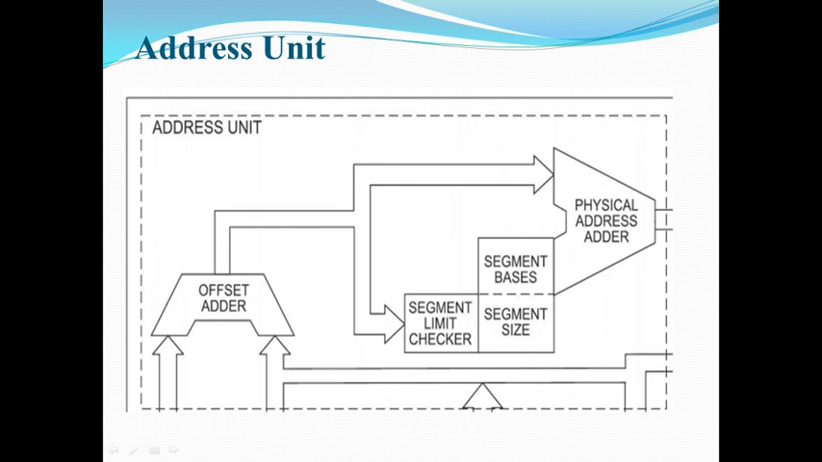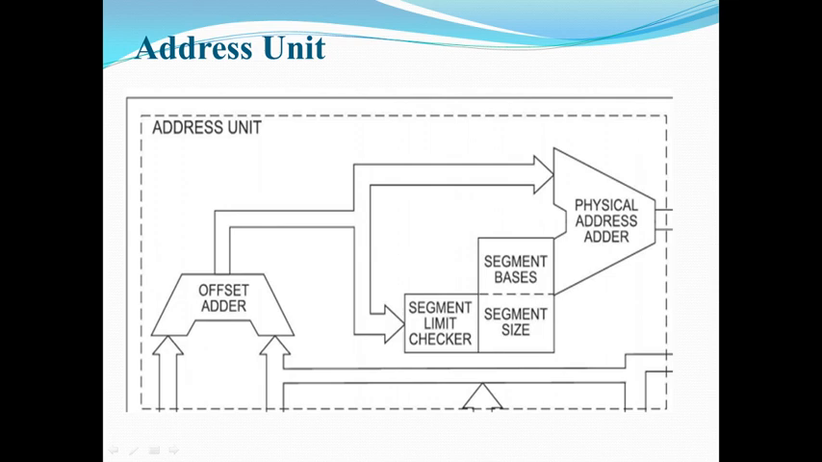Here we can see some new terms introduced: segment base, segment size and segment limit checker. Segment base stands for the starting location of the segment. There can be multiple segments available in memory. Segment size gives the maximum size of the segment, and the segment limit checker will check whether the segment is not exceeding the given size. In this case, these two contents are added in order to calculate the physical address.